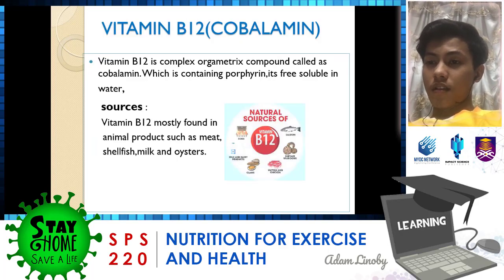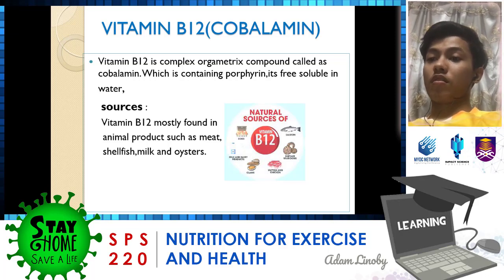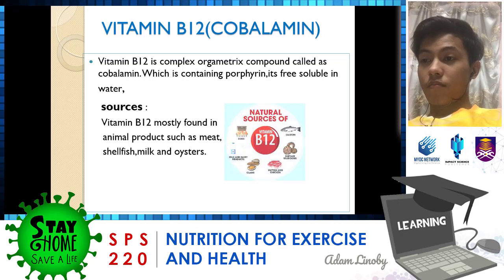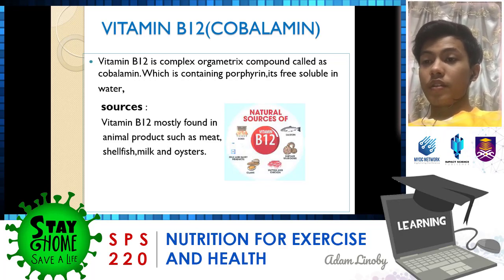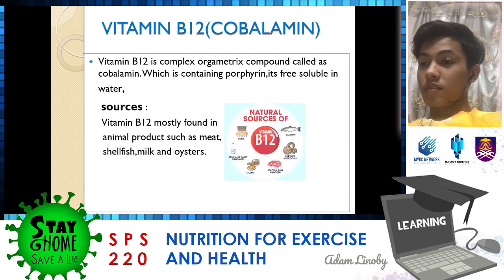Okay, next. I thought that this is the last one, vitamin B12 that we call cobalamin. Vitamin B12 is a complex organometallic compound called cobalamin, which is containing phosphorus, is freely soluble in water. Source of vitamin B12 is mostly found in animal products such as meat, shellfish, milk and oyster. Fish, meat.